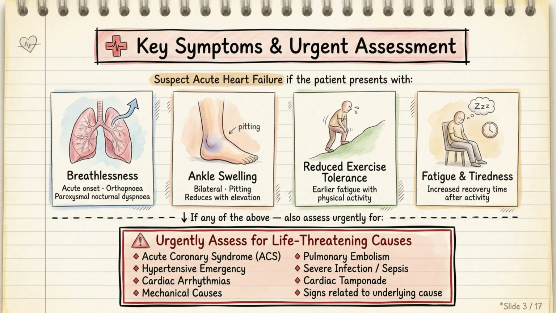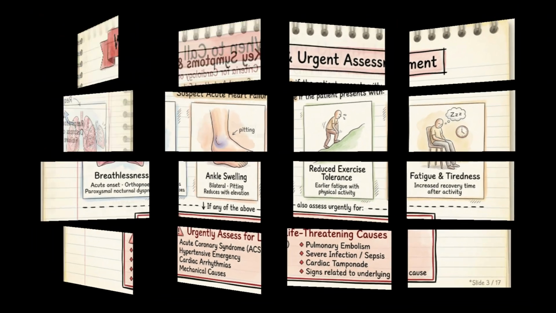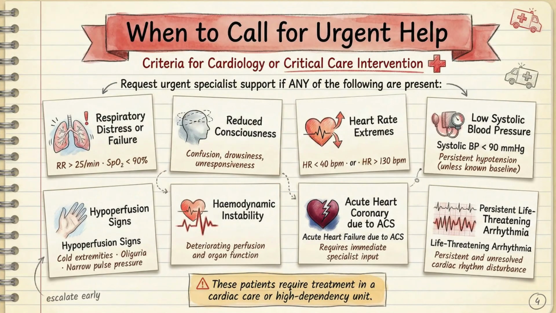Now, if any of these features are present, your next step is critical. You must immediately assess for life-threatening causes. These include acute coronary syndrome, hypertensive emergency, cardiac arrhythmias, and mechanical causes. On the right side, pulmonary embolism, severe infection or sepsis, cardiac tamponade. These are the conditions that will kill your patient if missed. Assess for them urgently. This brings us to a slide that could save a life in your ward tonight.